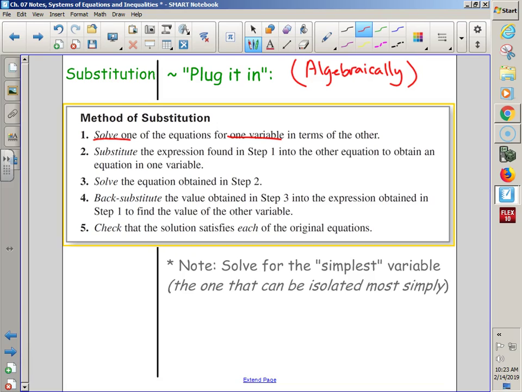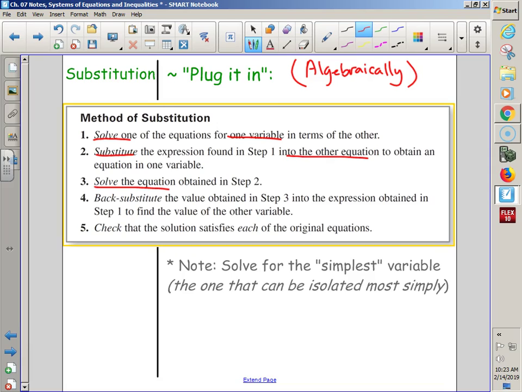Number 2, take whatever you just found, make it the new input, substitute. Input is the computer way of saying it. Substitute whatever you just found into the other equation. And you should just have one variable left over. Number 3 says, okay, solve what you have, because it's only one variable, get it by itself.